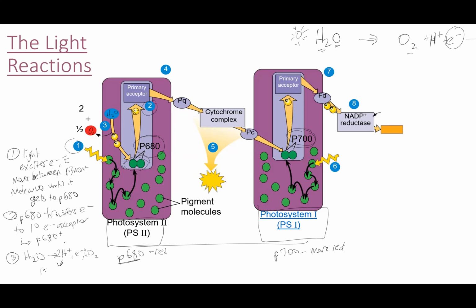Okay, so these, we'll just go up here. These hydrogen ions are going to go to the thylakoid space. These electrons are going to go to the P680 to reduce it. And then the half of the O2 is going to combine with another half O2 to become oxygen, which is then released.